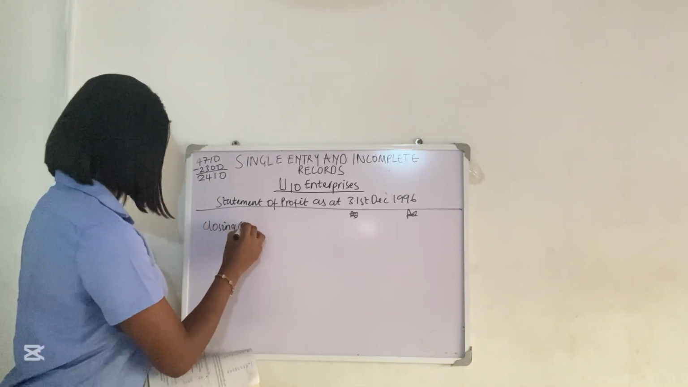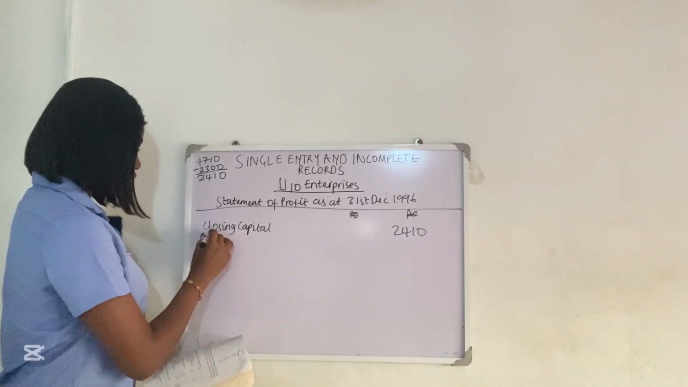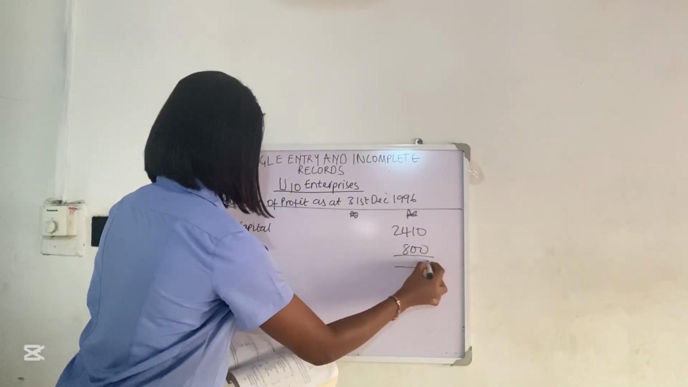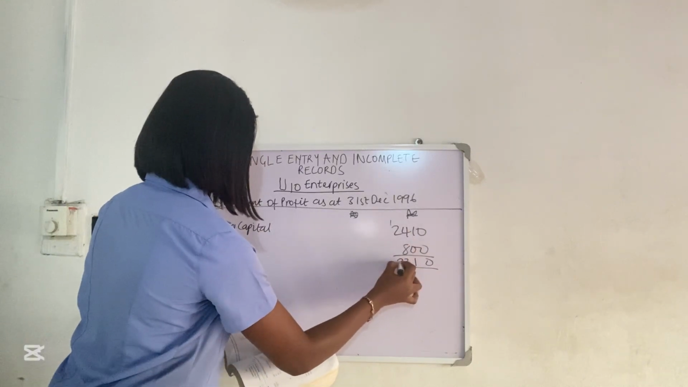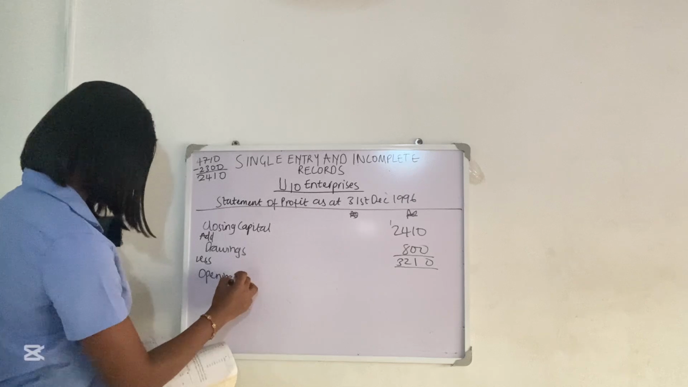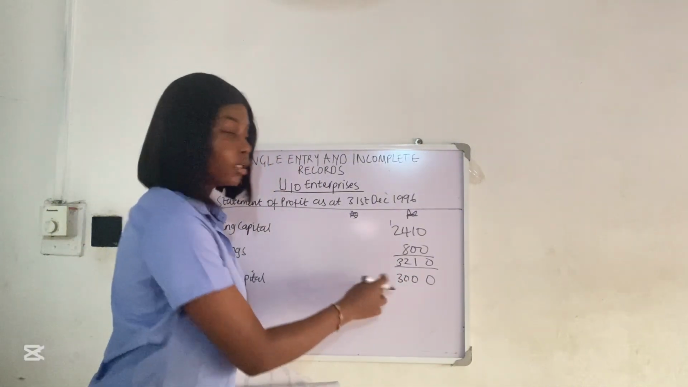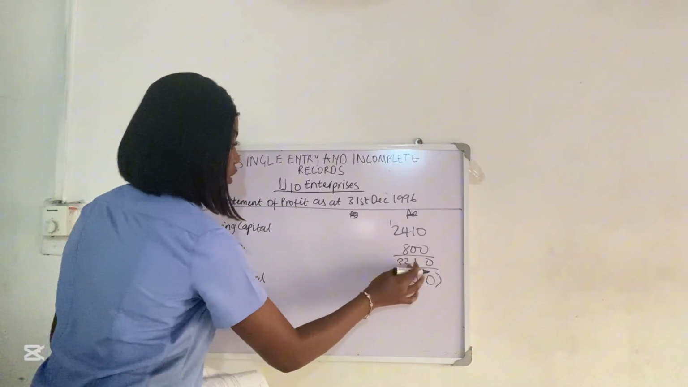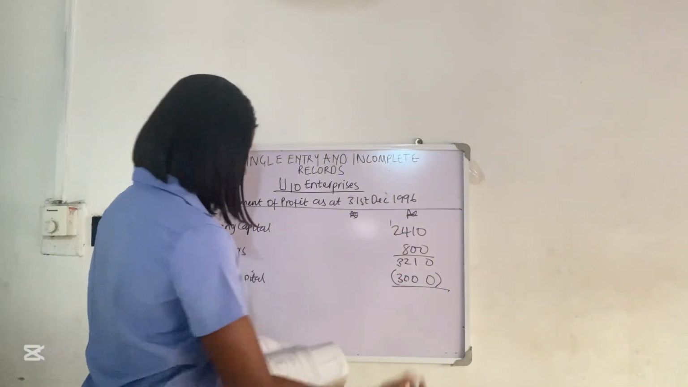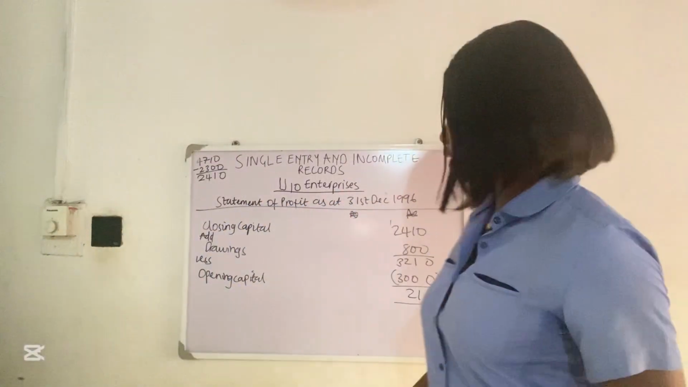But anyway, statement of profits, closing capital. What was our closing capital? 2,410. Add your drawings, which you saw was 800, to give you 3,210. Less your opening capital, which is already in the question as 3,000. Less is something to be subtracted, so in order to show that, you put it in brackets. Now we have our net profit as 210. Let's clap for ourselves.